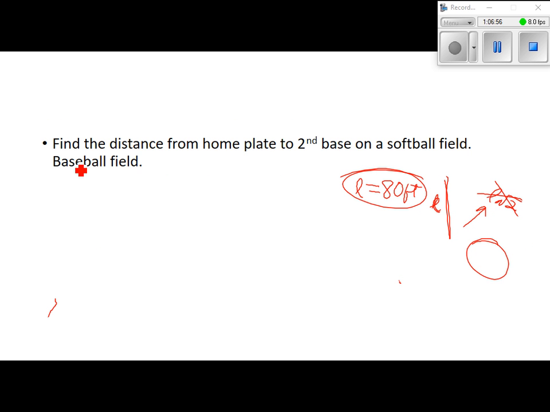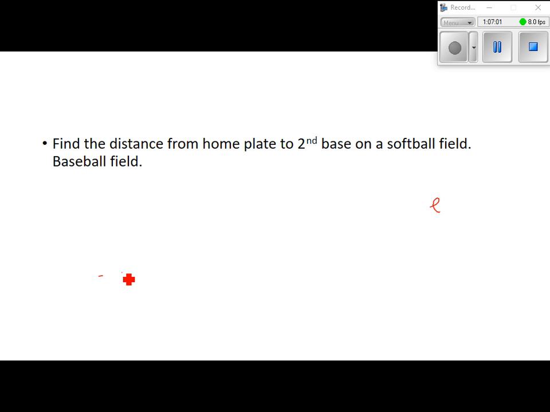Last thing here, find the distance from home plate to second base. I don't have that. You guys don't have this. It's something I just added to it because I like it. I don't care which one we do. That's a terrible baseball field, but oops, sorry, this should be home plate. The bases are a diamond. So that's home plate.